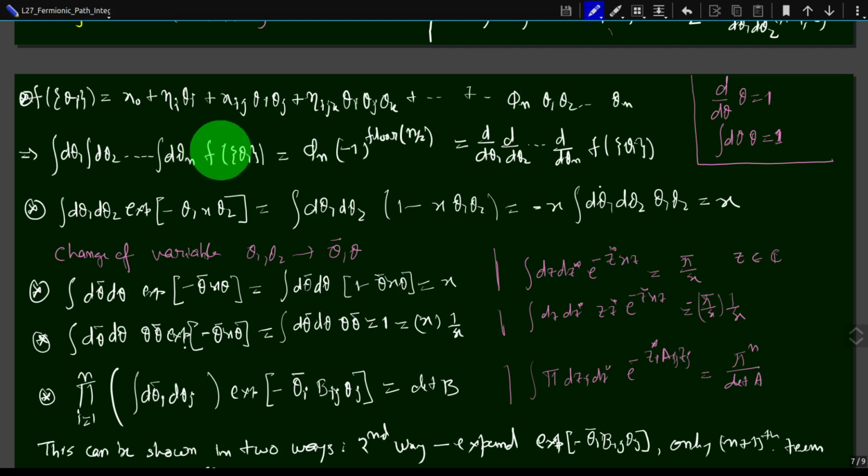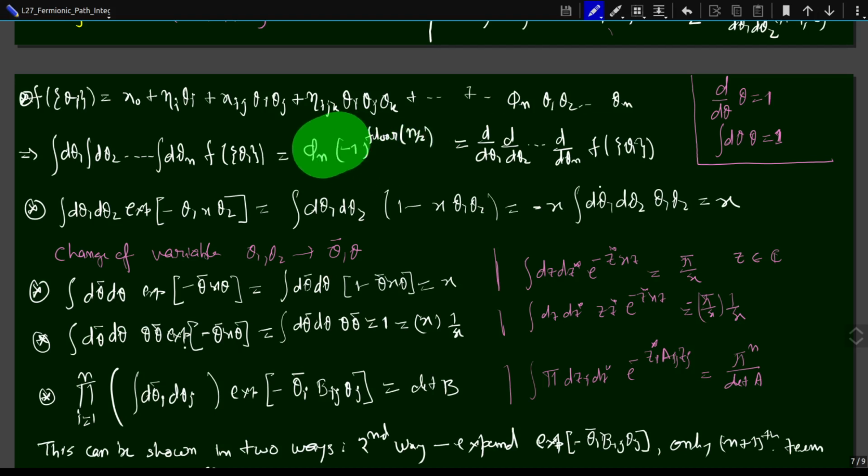Now I need all the numbers to permute to be in the same order. Since my integration is theta 1, theta 2, all the way to theta n, and the variables are also in the same order, if I have to put it back into the reverse order, that will give me a factor of (-1) to the power floor of n by 2. That you can confirm.